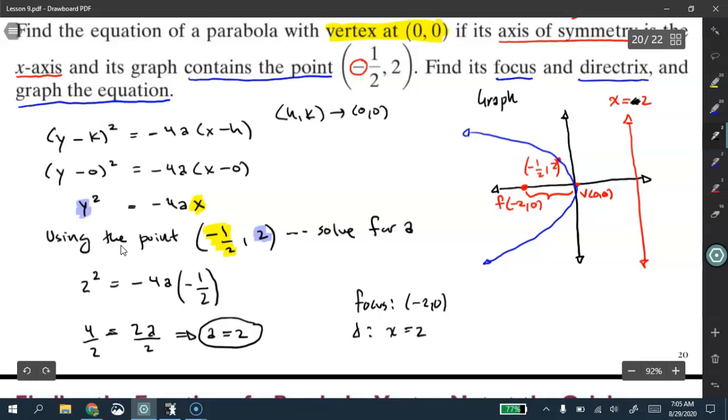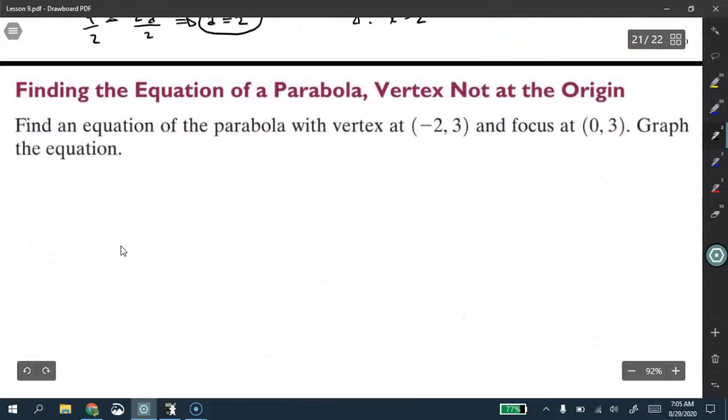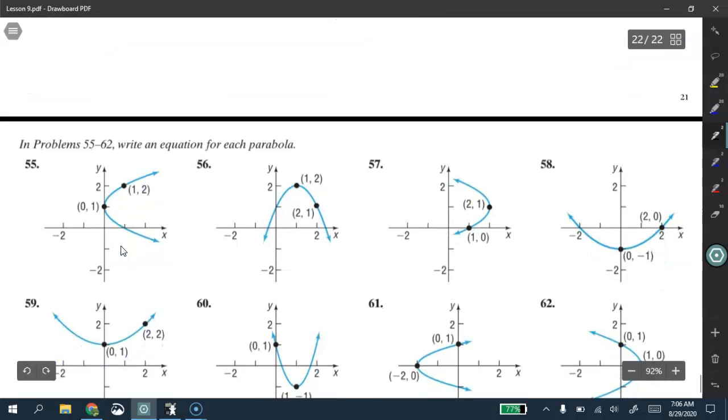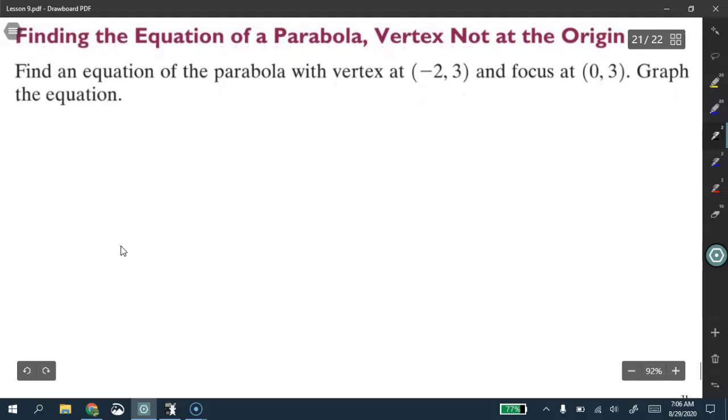So we have fulfilled everything that they asked in that question. All right, now we're going to find another equation of a parabola, and that pretty much is going to wrap up this lesson. We might try to make some time for some homework questions. It says find an equation of the parabola with a vertex at negative 2, 3.